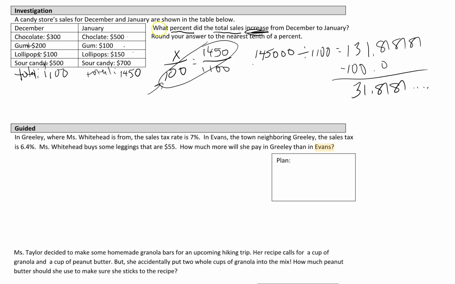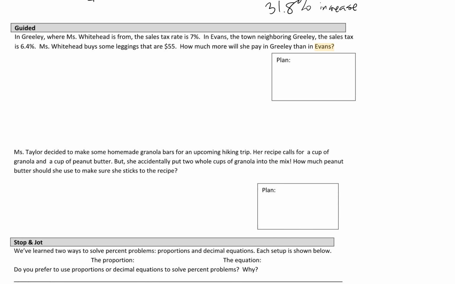So now looking at my question, I know I need to round my answer to the nearest tenth of a percent. So I'm going to say 31.8%, and it is an increase. I know it's an increase because from December to January, our amount went up. Awesome. All right, next one.